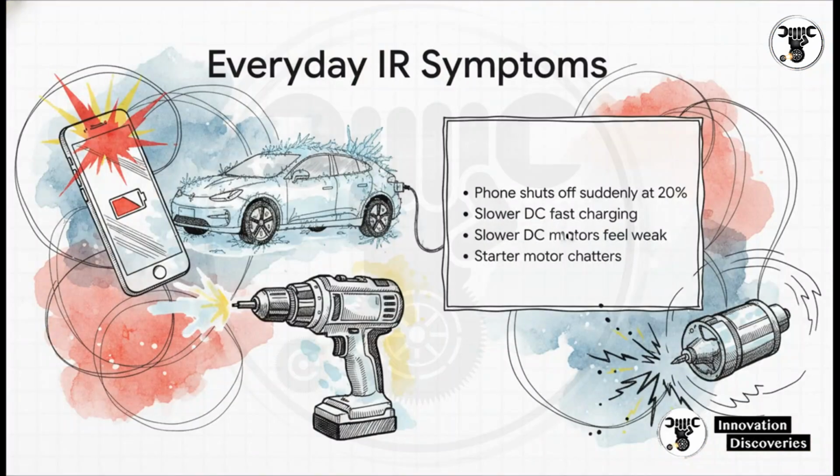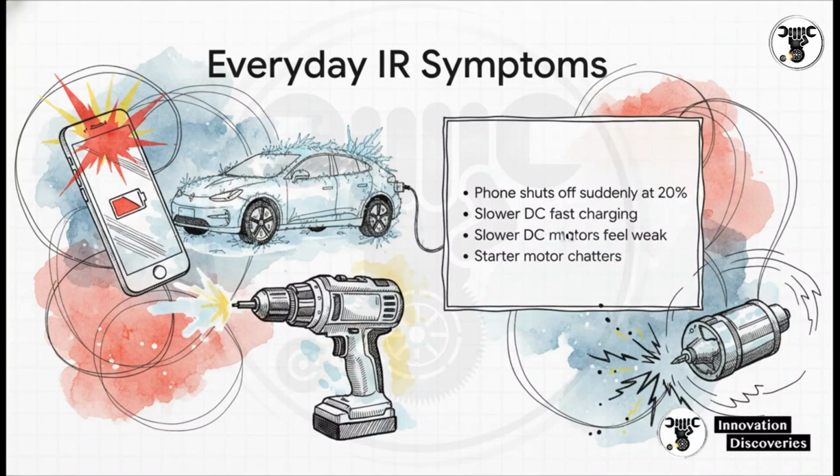Section 5. Identifying high-resistance symptoms. Okay, enough lab talk. Let's step back into the real world. How does this dense chemistry directly translate to the frustrating everyday symptoms you and I actually experience? Your smartphone dropping suddenly and shutting off at 20%? That's internal resistance causing the voltage to sag so heavily under load that your phone's undervoltage protection kicks in.